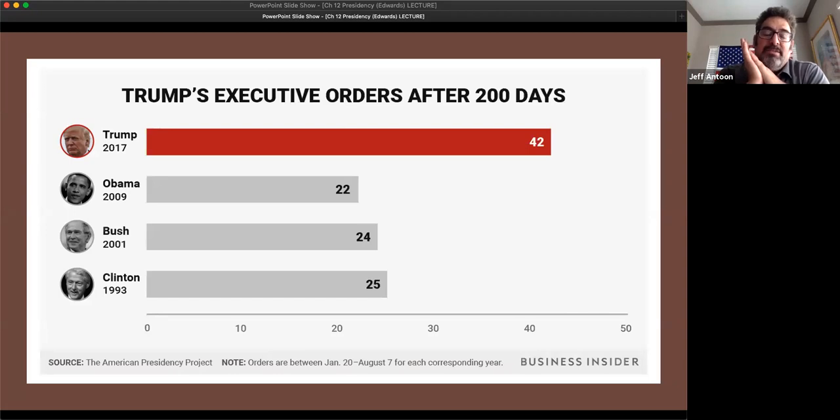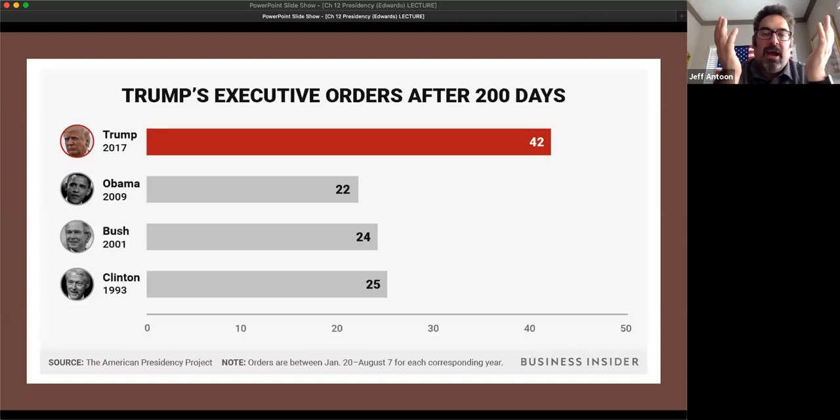After 200 days, the Republicans complained about Obama bypassing Congress and passing executive order after executive order, because he had 6 years of a divided Congress. He didn't have anybody on his side. Both the House and the Senate were Republican. Now Trump, in his first 2 years, had both sides, but he wanted to pass a lot of legislation right away, or a lot of orders right away, to show that he's working hard.